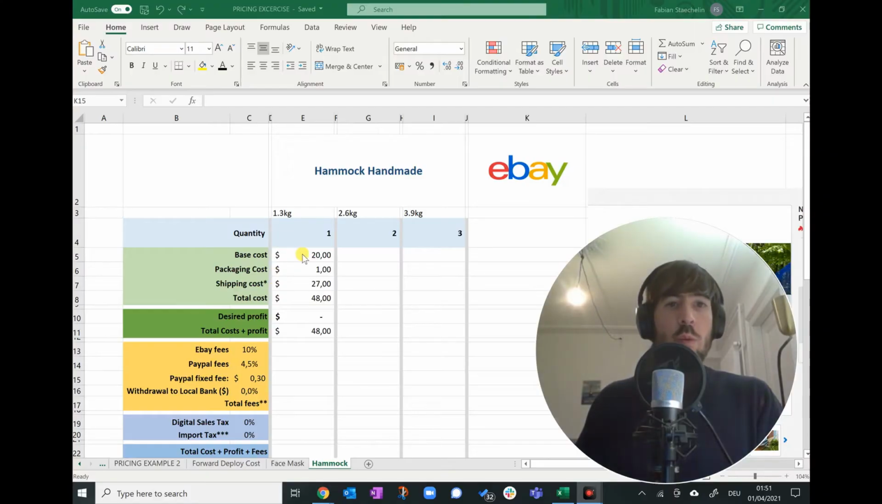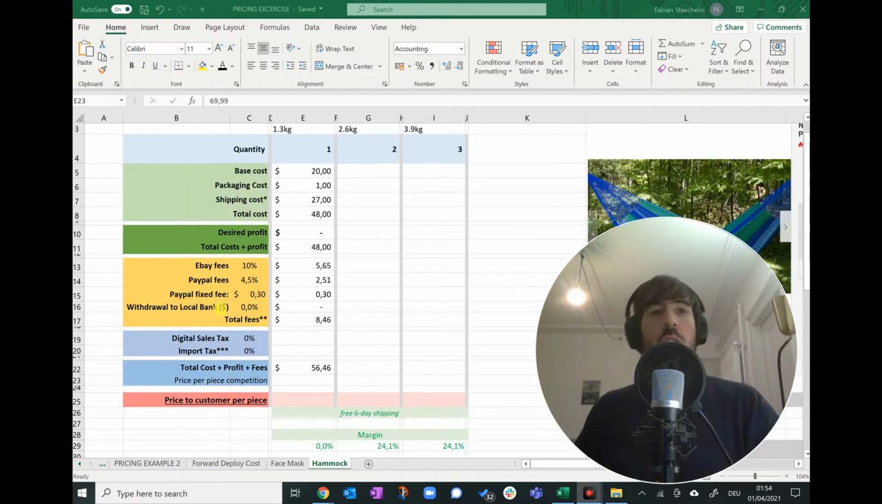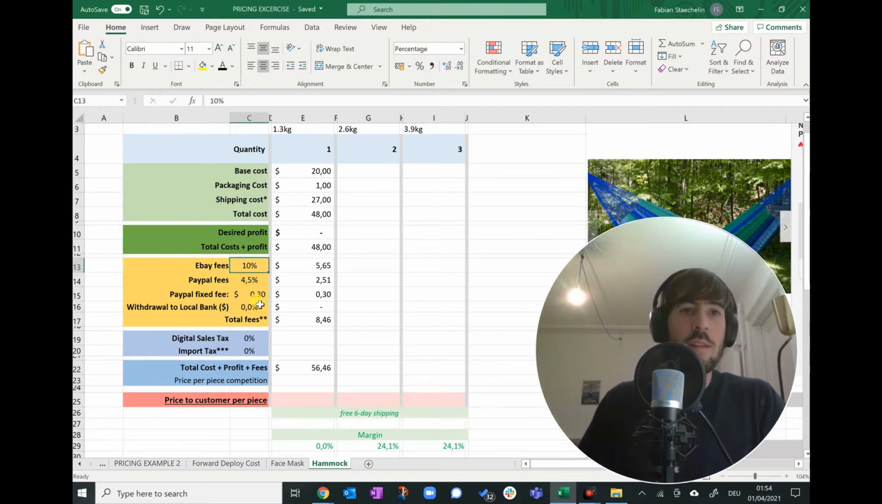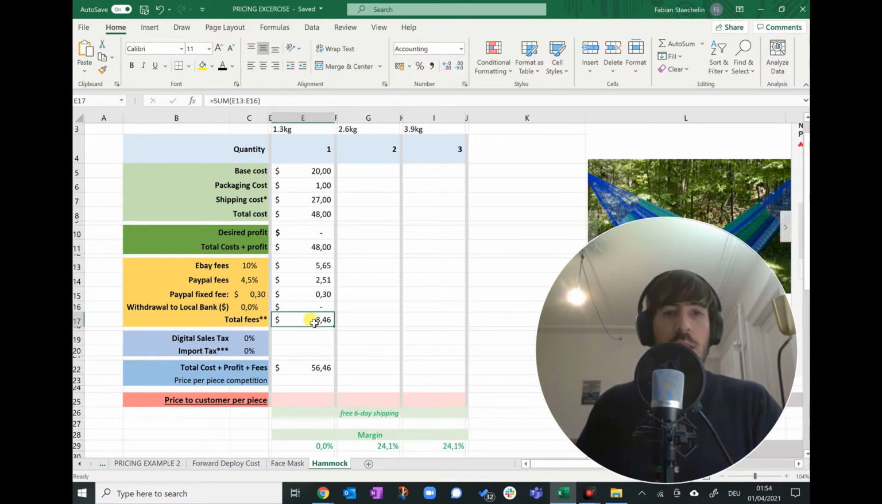Okay, so to summarize, we have a base cost of $20, packaging $1, and shipping cost of $27, makes $48 in total. Now let's see what the selling fees are. So the sheet will automatically calculate your fees based on what you put in these fields. In this case, it's correct. It's 10% for eBay, 4.45% for PayPal. We have the 30 cent fee and we have 0% withdrawal fee. So the total fees are $8.46.